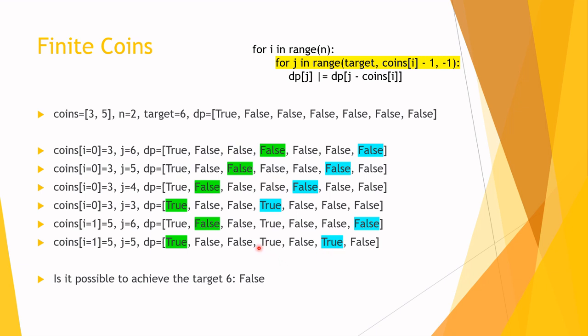Now we can see that only dp of 3 and dp of 5 are set to true. So is it possible to achieve the target 6? Obviously not, since dp of 6 is still false. Obviously with finite coins it is not possible.